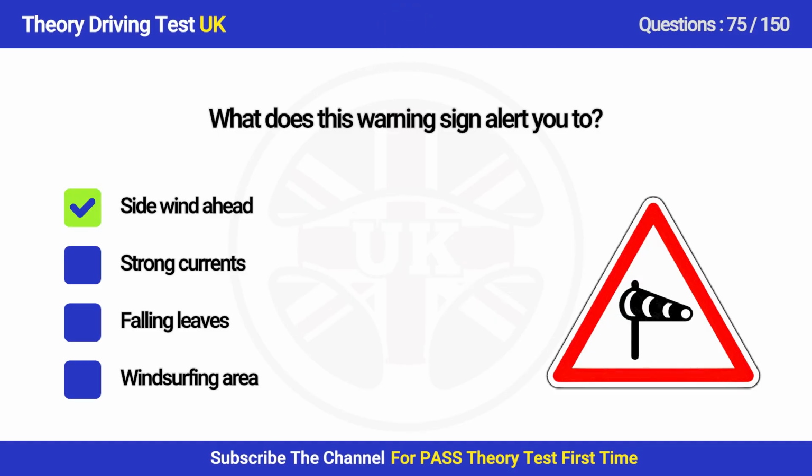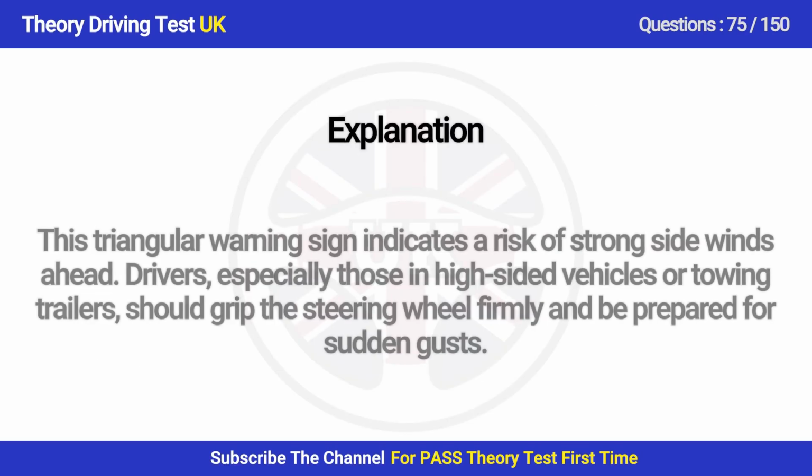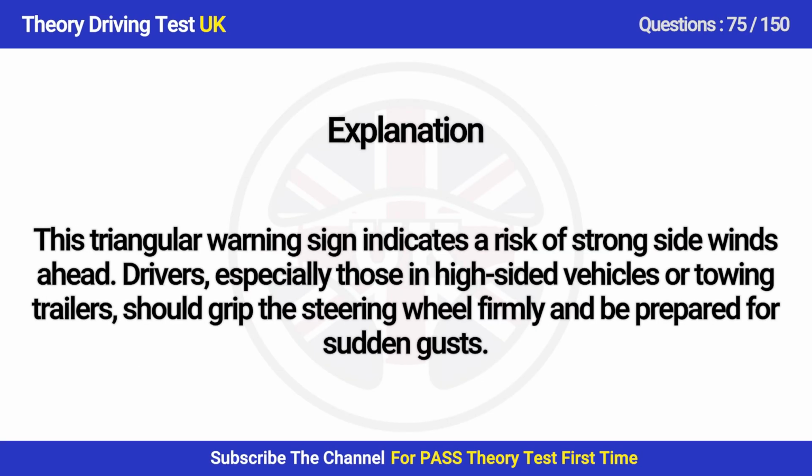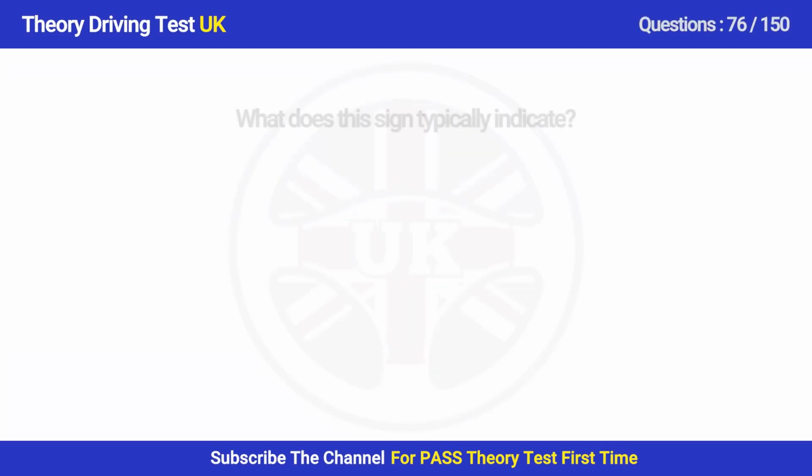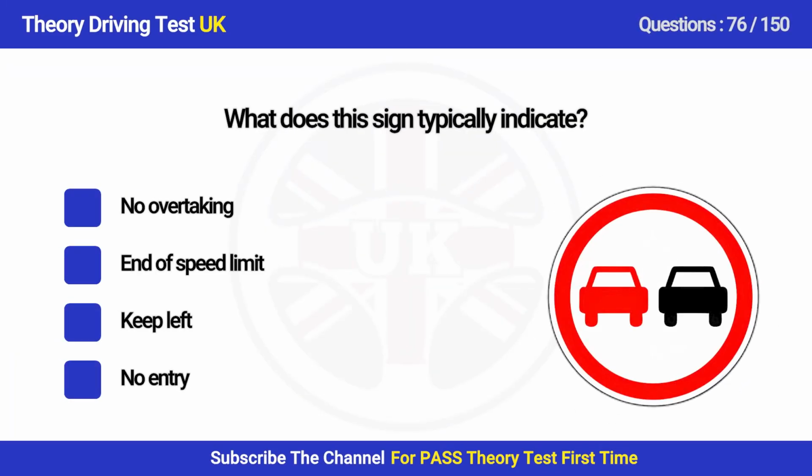Answer is A. Side wind ahead. This triangular warning sign indicates a risk of strong side winds ahead. Drivers, especially those in vehicles or towing trailers, should grip the steering wheel firmly and be prepared for sudden gusts. Question 76. What does this sign typically indicate?